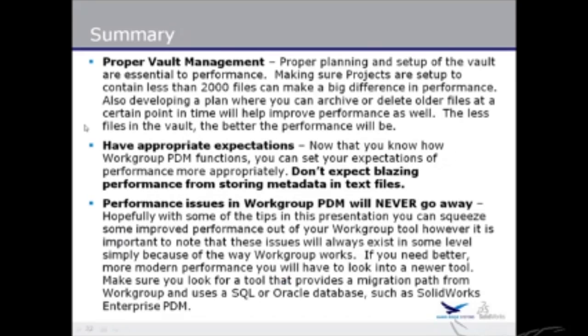Okay, proper vault management. In terms of project planning and setting up of the vault, you want to make sure that projects contain less than 2,000 files, because that can make a big difference in performance. You also want to think about developing a plan where you archive or delete older files that you don't need anymore. If you can get some files out of the vault, you're going to see a performance boost. It's not going to be drastic, but anything is better than nothing at that point.